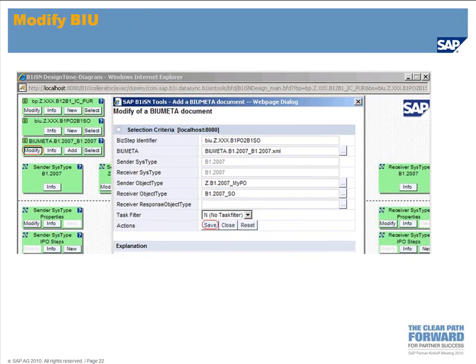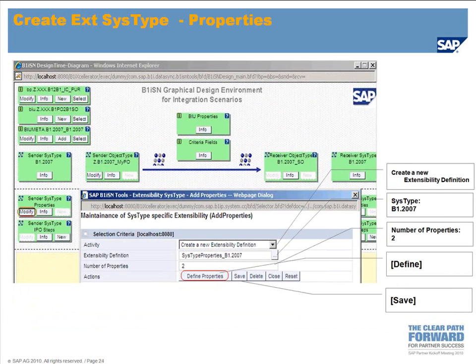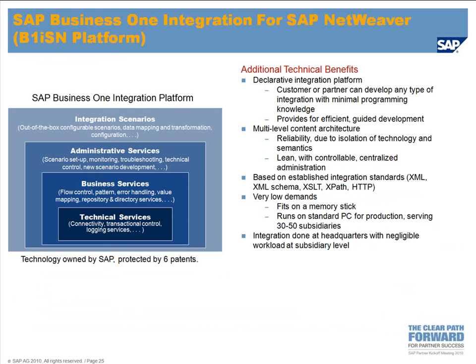We have the ability to take an existing BIU and make modifications through the graphical designer. We can modify the different object types, again, via the graphical designer. We can create extend system types, with the appropriate properties through the graphical designer. And then finally, this slide is just an overview of the actual integration platform and the technology used.